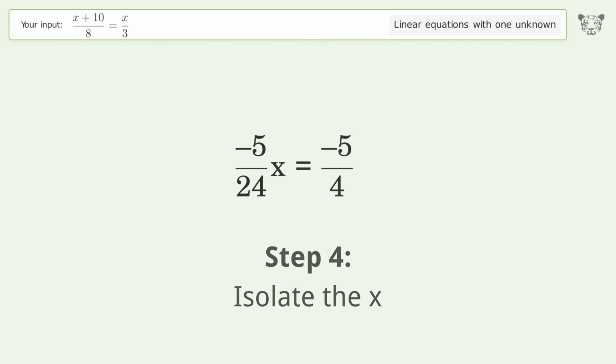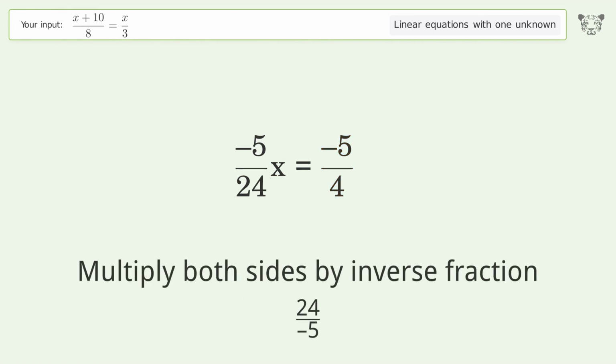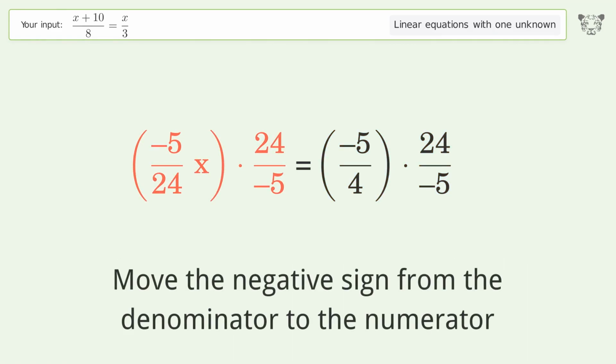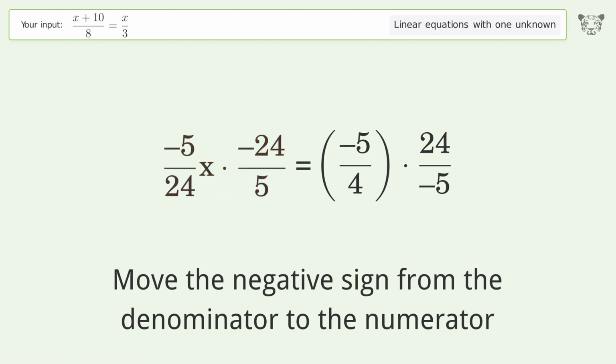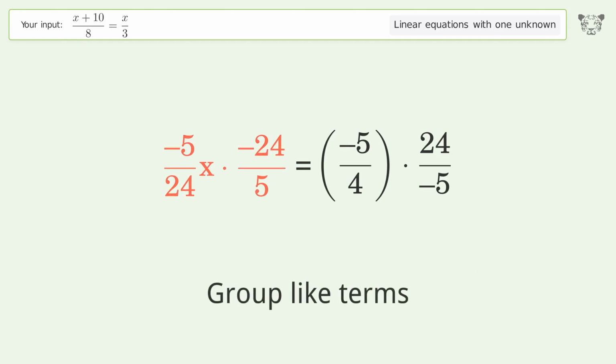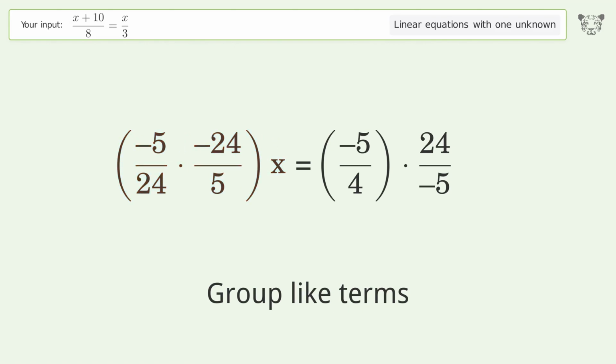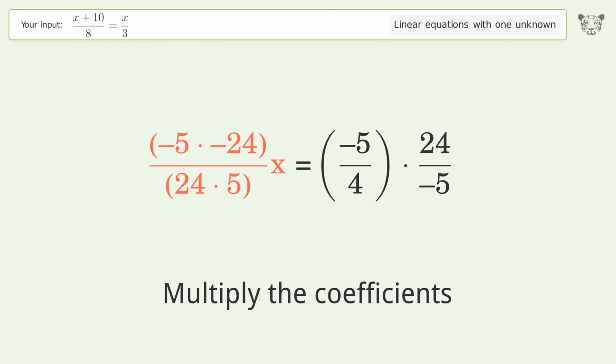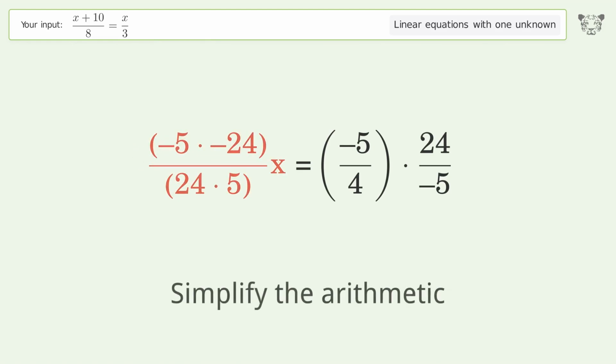Isolate the x. Multiply both sides by inverse fraction 24 over -5. Move the negative sign from the denominator to the numerator. Group like terms. Multiply the coefficients. Simplify the arithmetic.